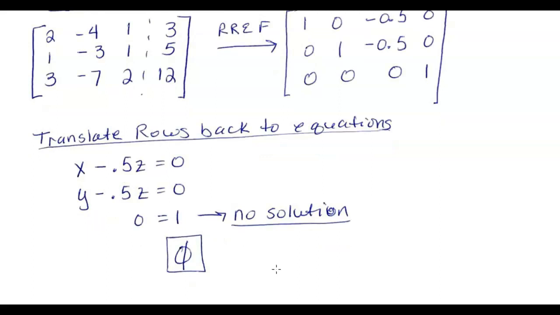If you were solving this without a matrix, algebraically with the elimination method, at some point in your solving process you would get something similar. You would get 0 equals 1 or 2 equals 5 or something like that. The variables would drop out and the two constants would not be the same. So you would stop and say no solution, just like we did here.